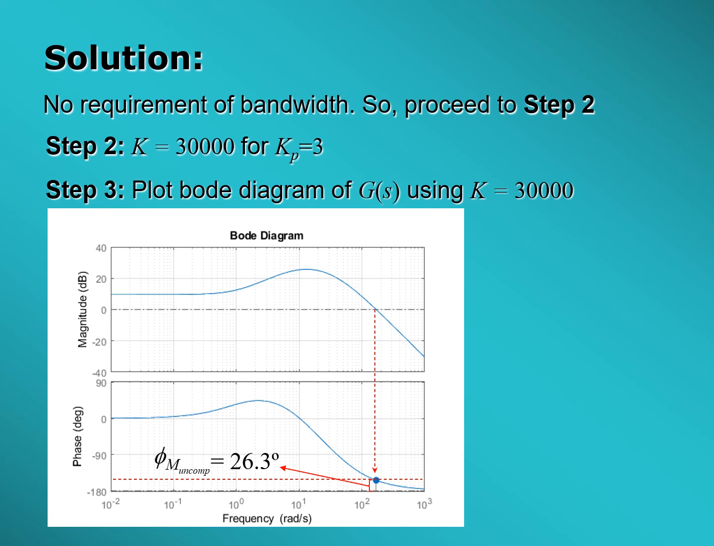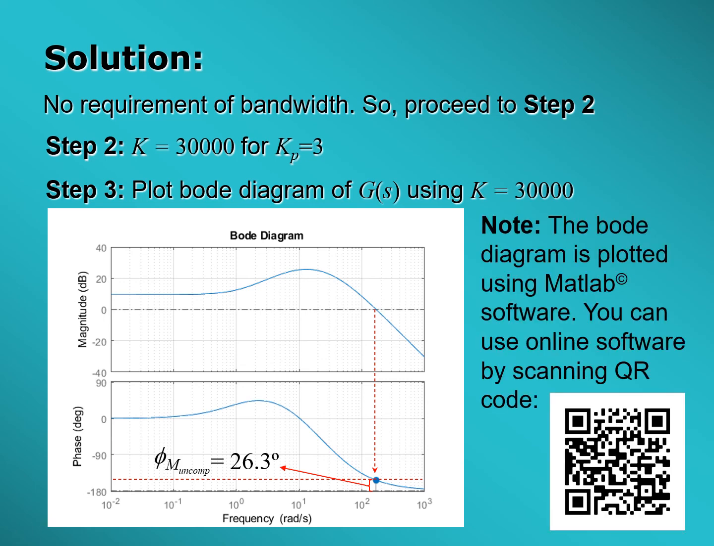From this Bode diagram you can find the phi m uncompensated. This is the knowledge from the Bode plot chapter. Note that the Bode diagram is plotted using MATLAB software. You can use online software or any software like Scilab.